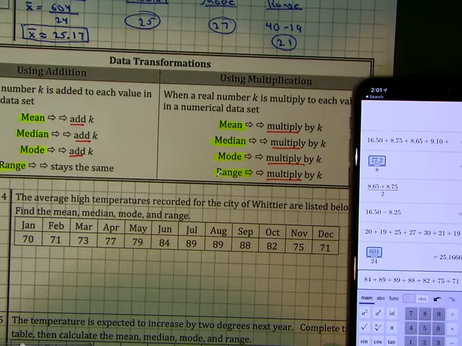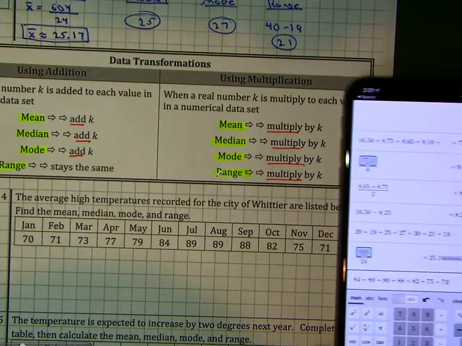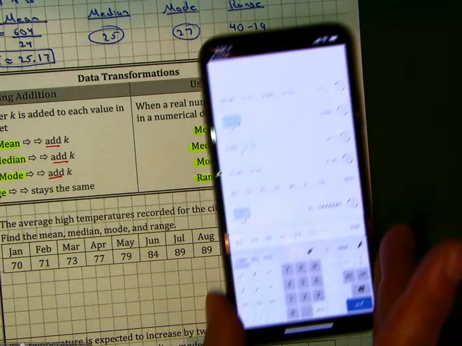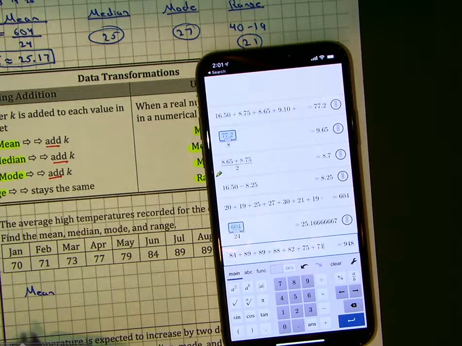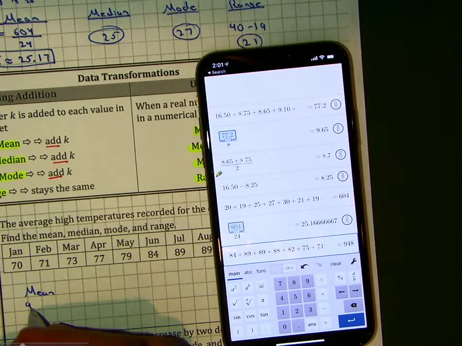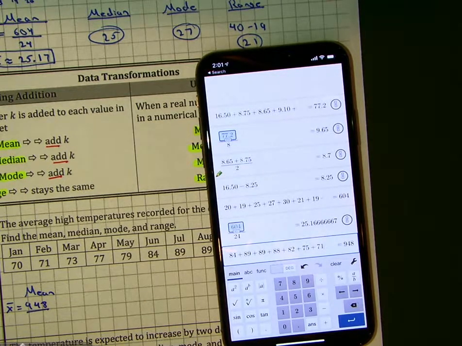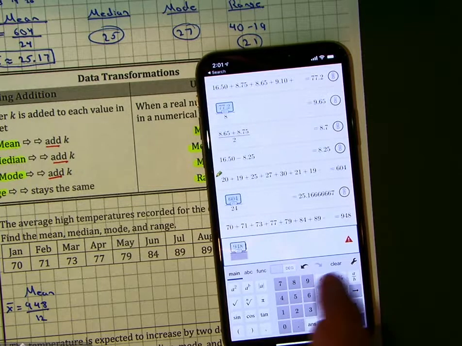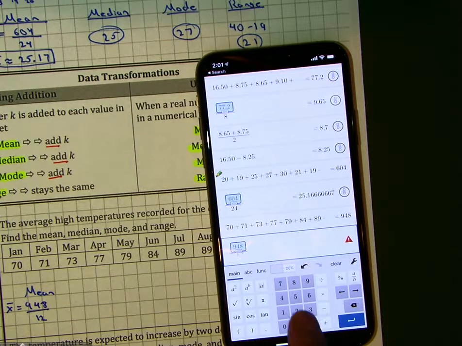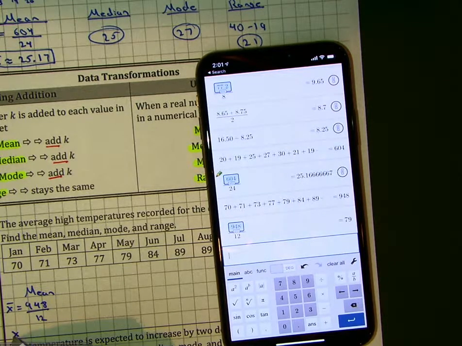So therefore, we have 948. So my mean will be 948 divided by how many numbers we have, which is 12. My answer divided by 12 is 79. So therefore, the average temperature is 79 degrees.